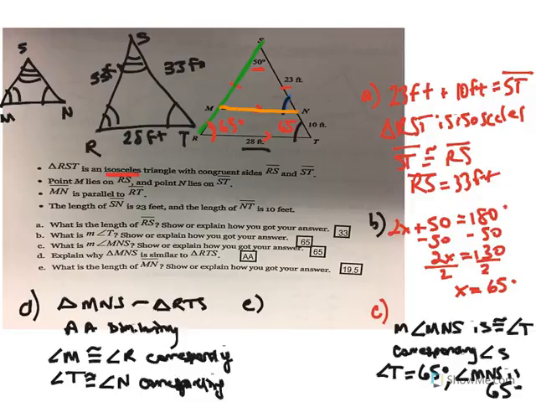And now we look at the figure again, and it tells us that side SN is 23 feet, and we know that this is an isosceles triangle as well, so side MS is going to have to be 23 as well. We're looking for the length of MN, so MN is what we're going to call X.